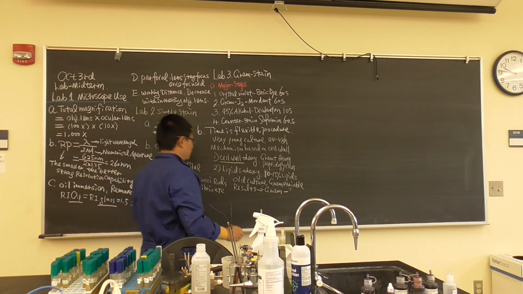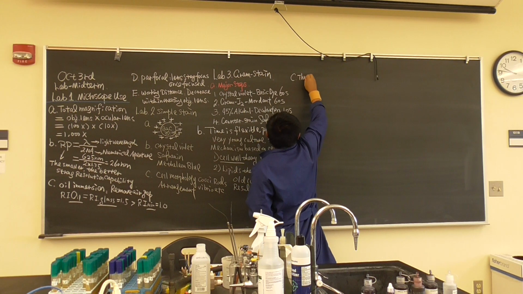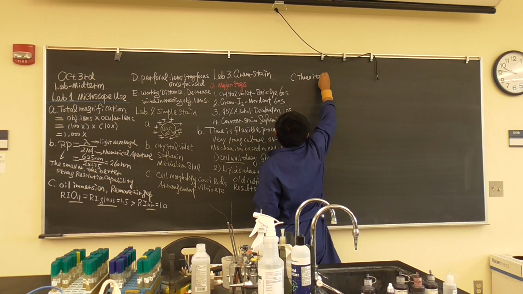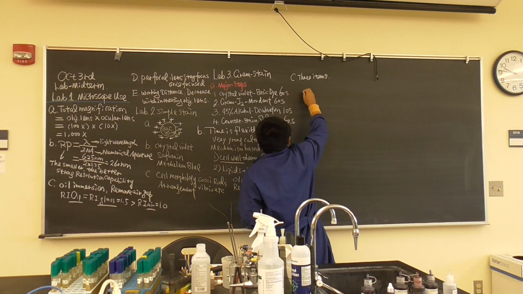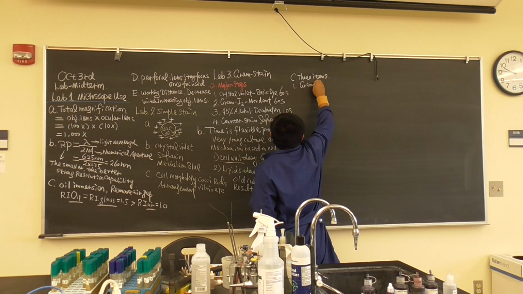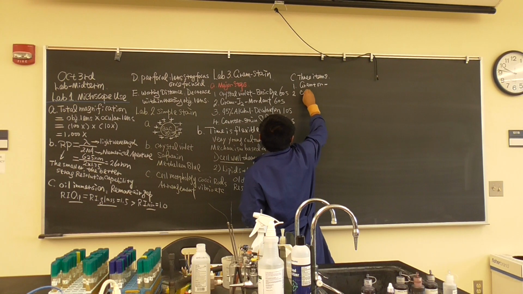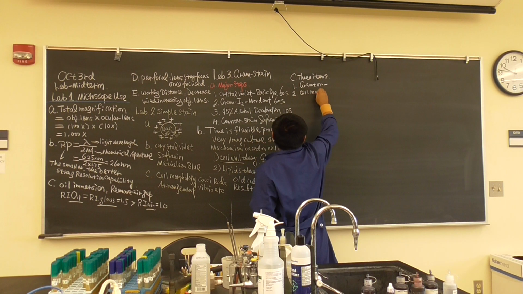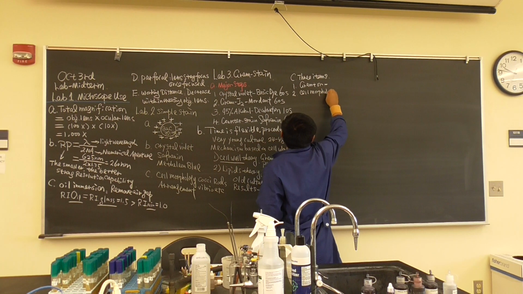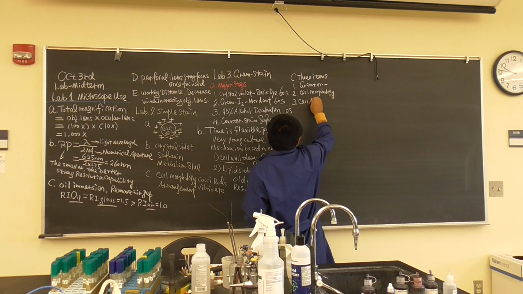And now we're also going to mention that the gram stain is very important. We need to record three items. What are the three items? Number one is gram positive or negative, which is the gram reaction. Number two is cell morphology. And number three is cell arrangement.